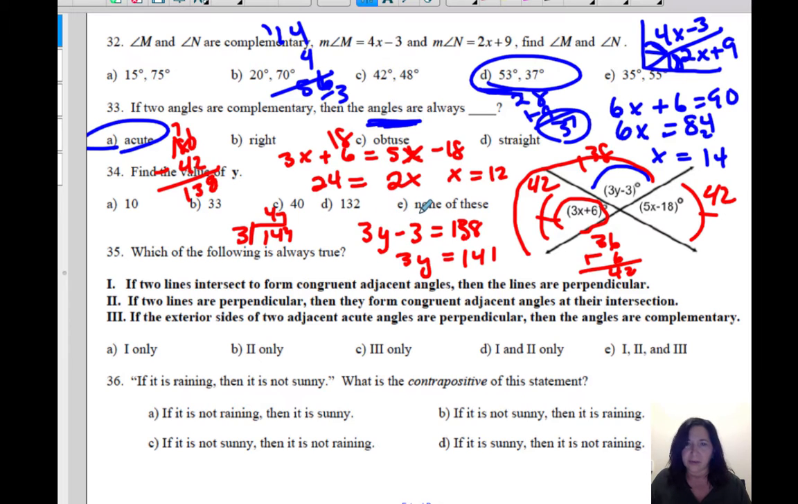I don't get an answer, of course not. Awesome. None of these work. So that's 47. I got 47 for Y. Okay. All right. Next. Which of the following are true?